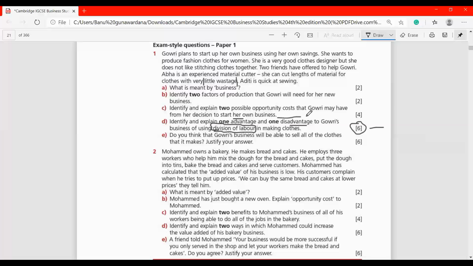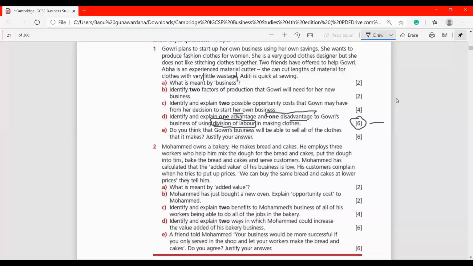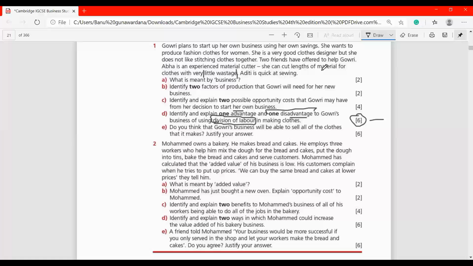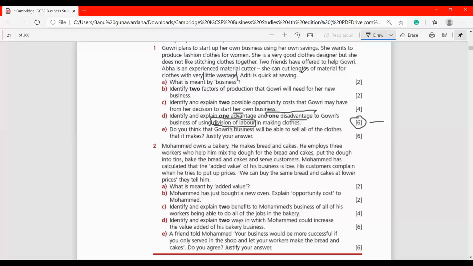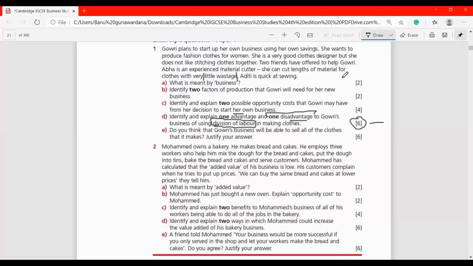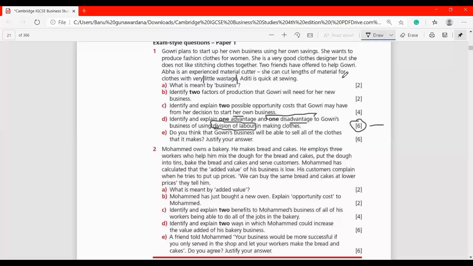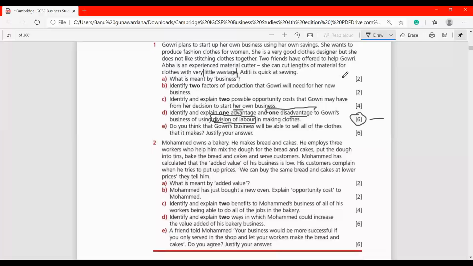And what is the other disadvantage of doing so? Well, we can simply say that her 2 friends might be getting bored and lose their motivation. They might be alienated through doing the same task over and over again in a repetitive sequence. Abba might be demotivated through cutting the material, and her other friend might be demotivated through stitching the material over and over again. These can be the disadvantages of division of labor. So now in that way, you can answer a 6 marks question.